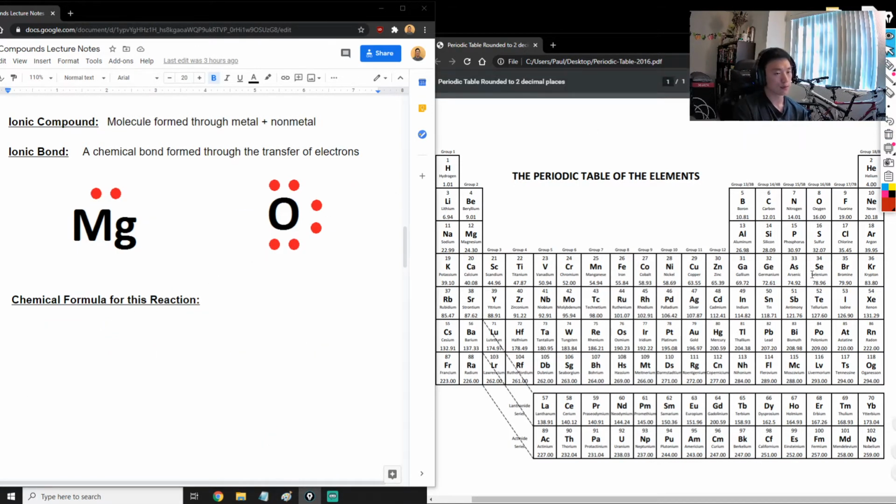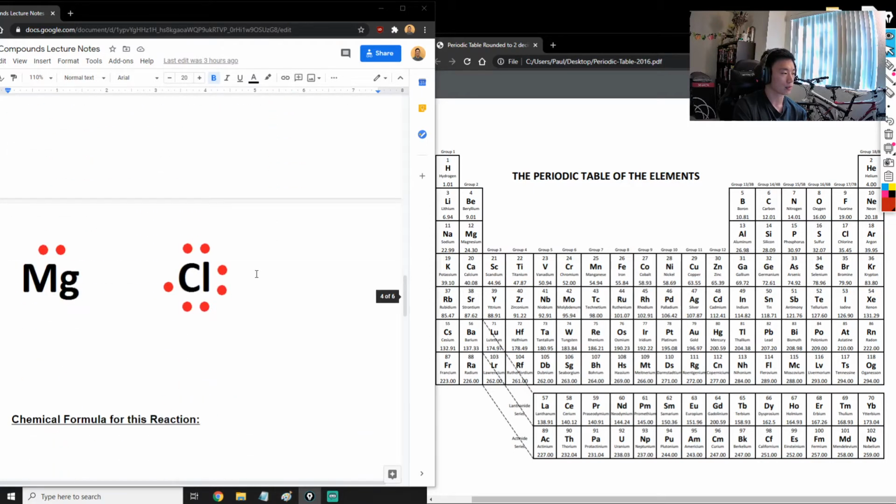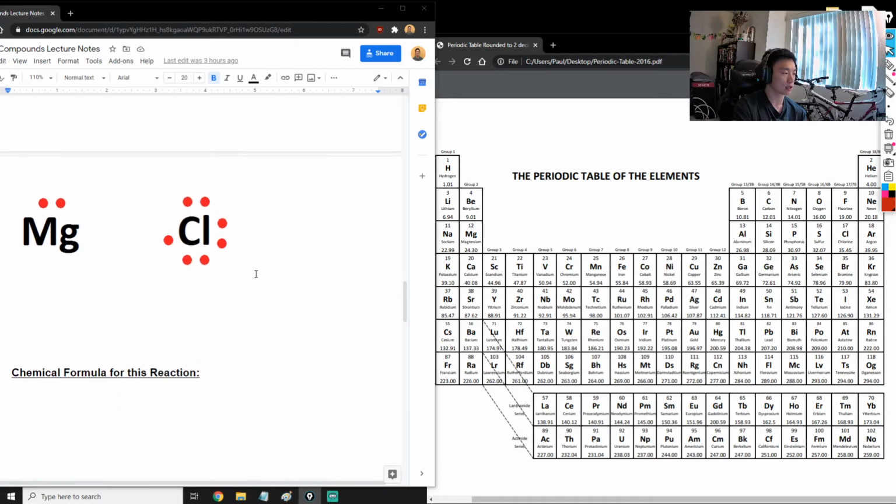Alright, so that's pretty easy because they balance each other out. Mg wants to give 2, O wants to gain 2. Okay, but what happens when you have something like this?